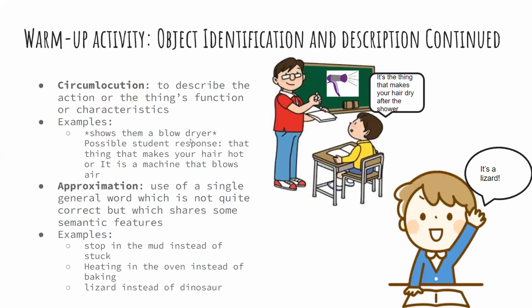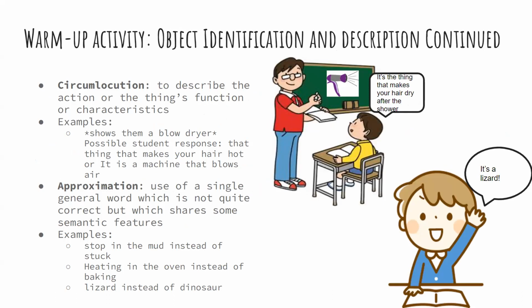So they can do circumlocution, which is where they describe the action or thing's function or characteristics. For example, if the teacher has a blow dryer up on the board, a possible student response could be, that thing that makes your hair hot, or it's a machine that blows air. All of which are describing it, and students are using what they know about the object in the target language to be able to describe it.